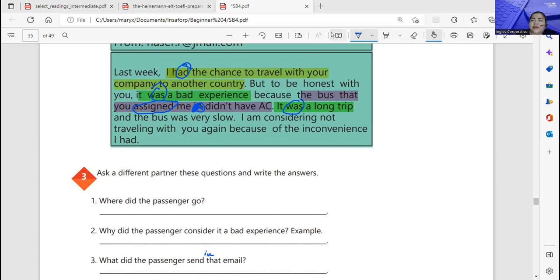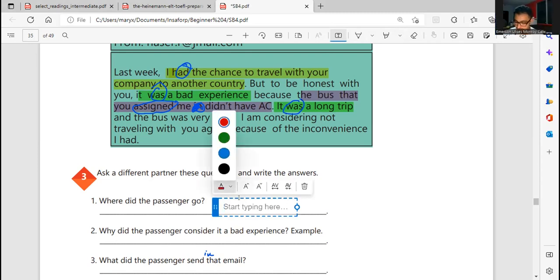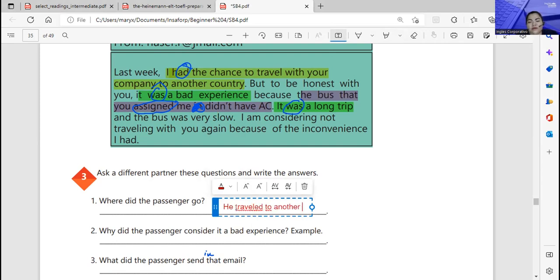Okay, let's see here. Emerson with number one and Joanna with number two. Where did the passenger go? The passenger traveled to another country, not specific where. Okay. He traveled to another country, right? Yes. Very good, thank you.